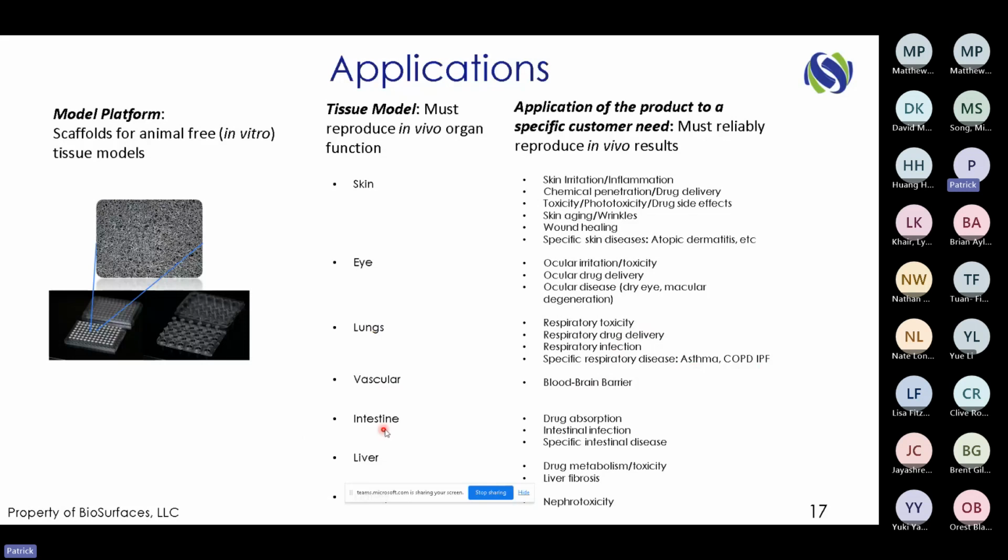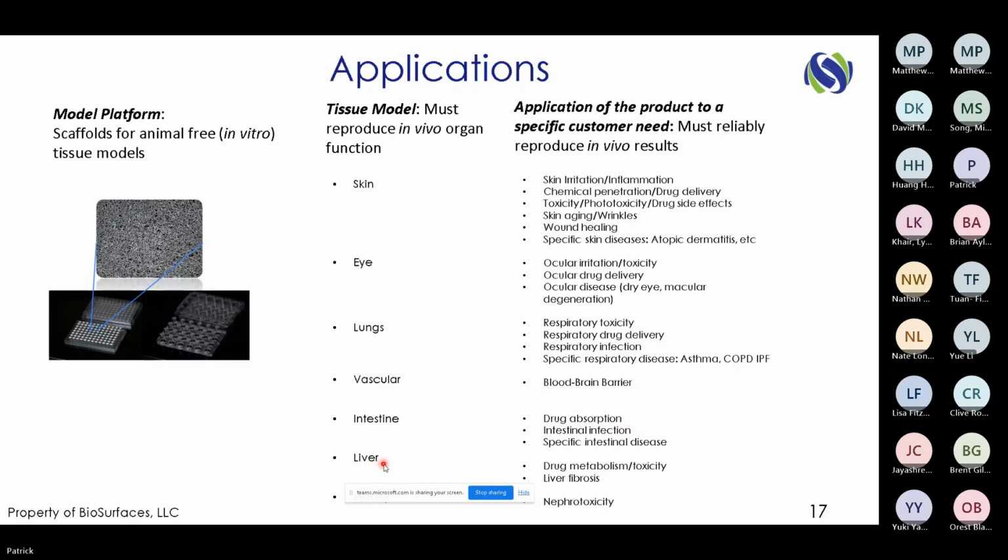Intestine is another very important model that's in demand for drug absorption from oral drug delivery, which is ideally, rather than having an injection, if we can take a pill, that's the best route, and we have to test the ability to be absorbed by the gut. We have to test the toxicity, first pass metabolism. Other applications include infection and specific intestinal diseases.